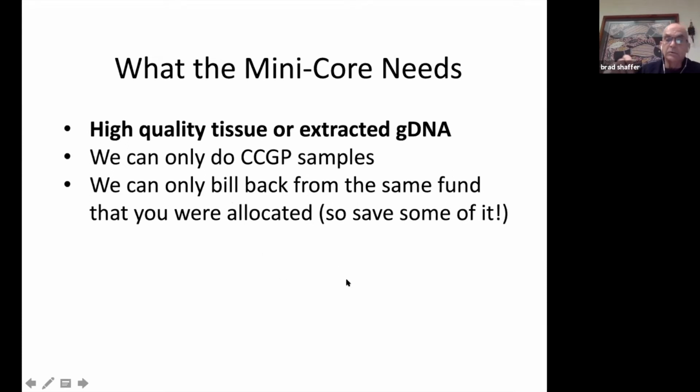And we can only bill back for that work. So you're going to send stuff to the mini core. We're going to take care of it for you, hopefully. We're going to send you a bill. We can only bill back from the same fund that you were allocated originally. The money flowed out to you, and it's going to flow back to the central facility to cover our expenses. So don't spend up your entire allocation and then say, oh, no problem, it's a few thousand bucks, I'll just pull it from some other fund. Keep some of it in there to make sure that it can come back to us. Okay, at least that's my understanding of the funding stream.